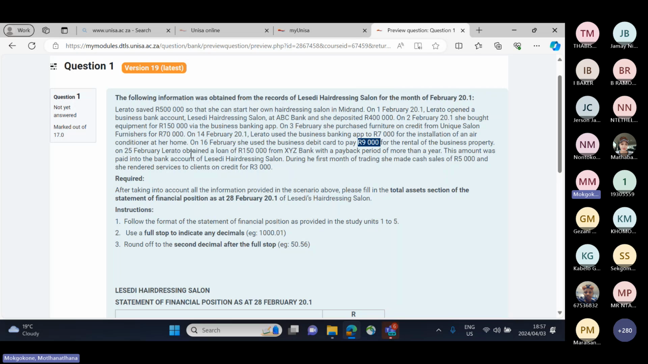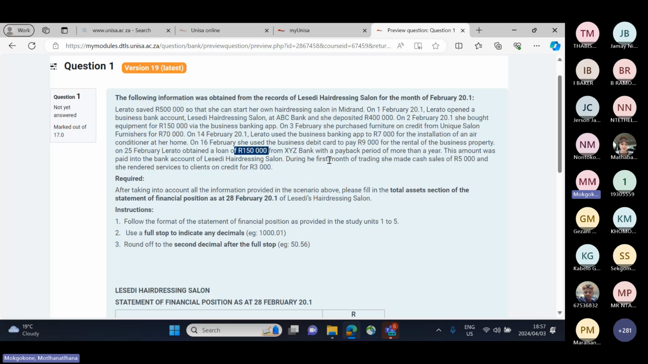On 25 February, she obtained a loan of 150,000 from XYZ with a payback period of more than a year. Here, Lerato obtained a loan of 150,000 from XYZ Bank. Our business bank account will increase by the 150,000 loan from XYZ Bank. They are saying this amount of loan was paid into the bank account of Lesedi Hairdressing Salon. That's why our bank account will increase by 150,000, because this amount was paid directly into our bank account.